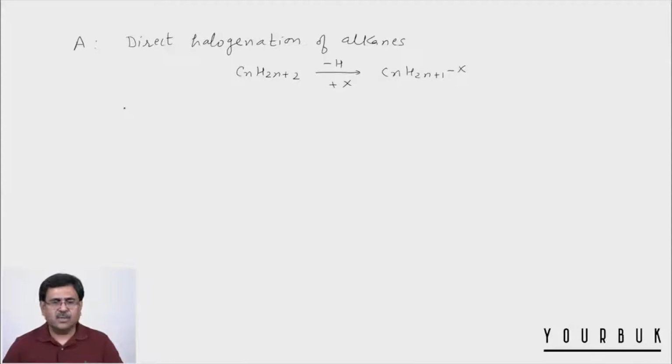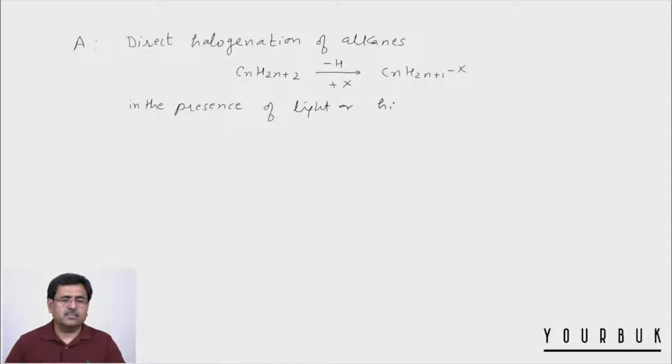Now halogenation of alkane takes place in the presence of light or high temperature. And since light is required for the halogenation of alkanes, the reaction is also known as photohalogenation.